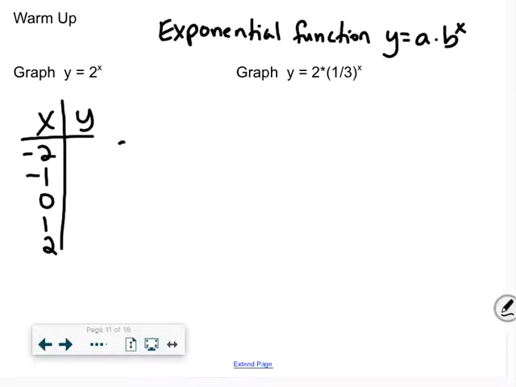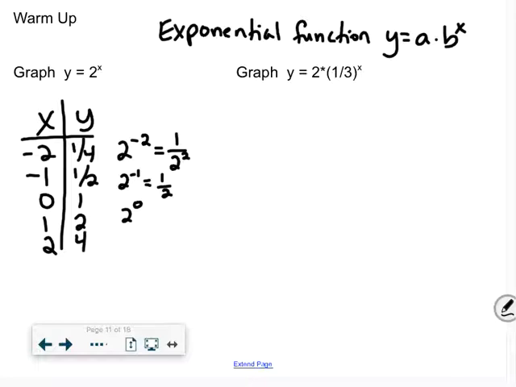If I plug in negative 2, 2 to the negative 2 is 1 over 2 squared, which is 1/4. 2 to the negative 1 is 1 over 2, or 1/2. 2 to the 0 is 1. 2 to the 1 is 2. 2 to the 2 is 4.